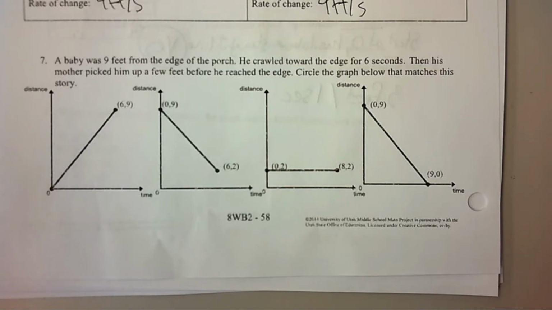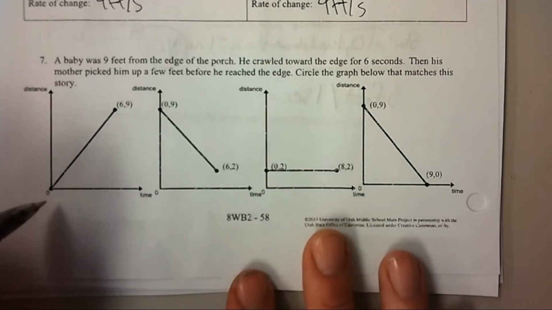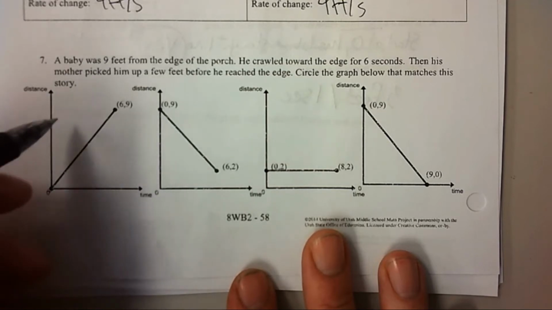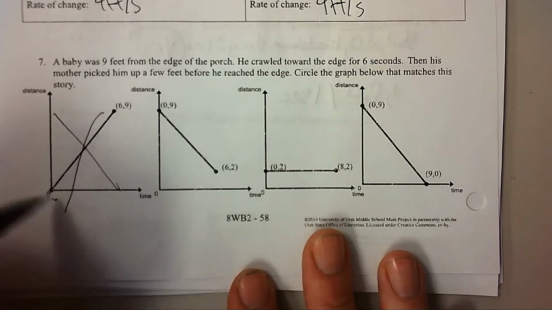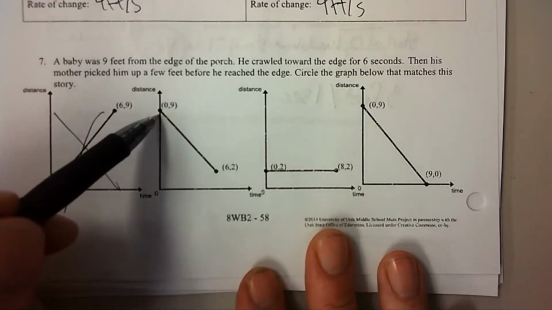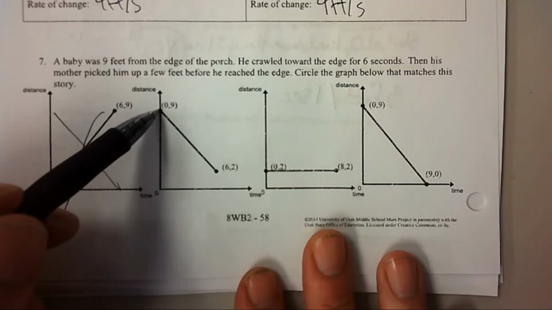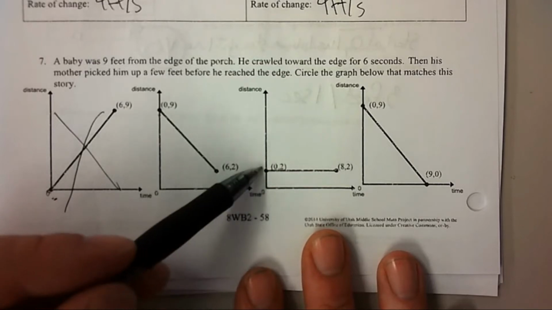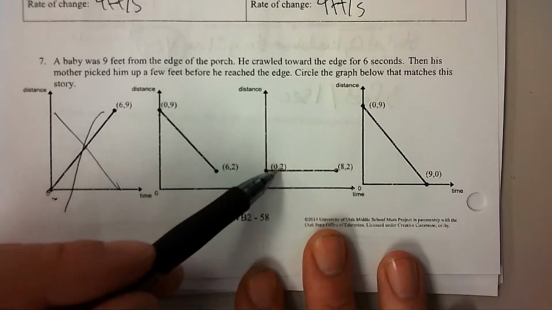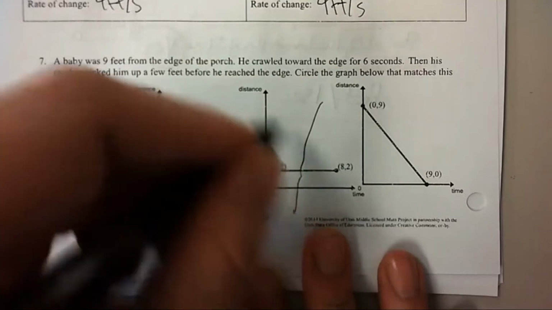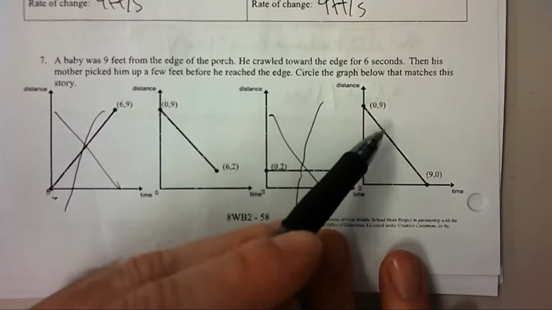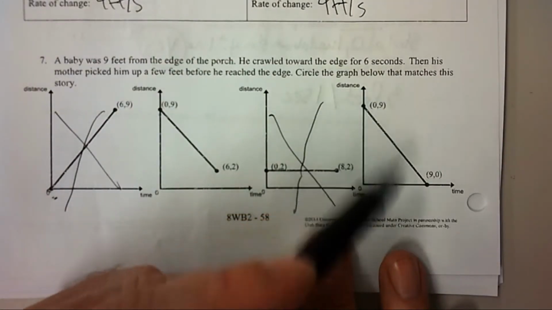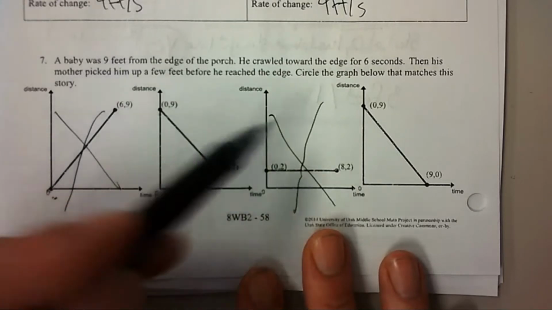Okay, so he's 9 feet away when he starts. All right, if I look at the distance, this one starts at 0. So we know this one is already off. Okay, he's not 9 feet away. I look at this one here. He started 9 feet away. So it could be this one. I look at this one here. This one here says he's starting at 2 feet away. Cannot be that one. Then look at the last one. It starts at 9 feet away. So it looks very similar. Okay, then let's find out what goes on.